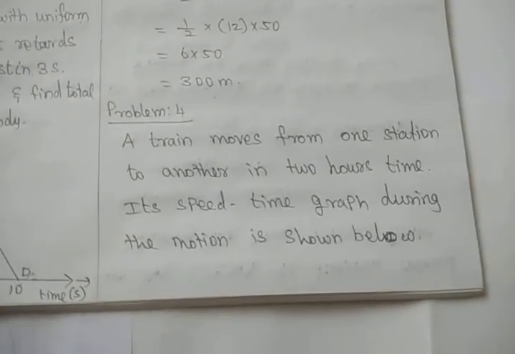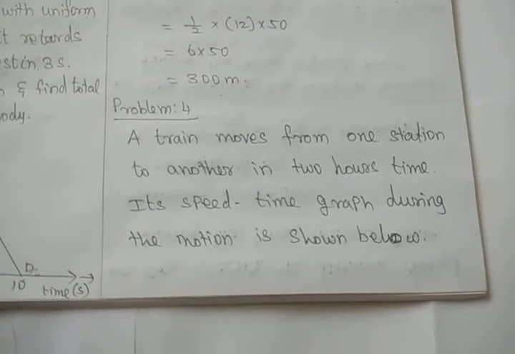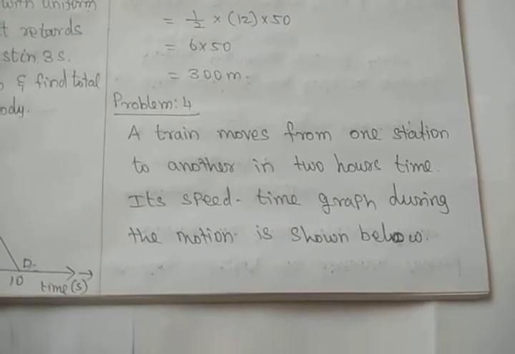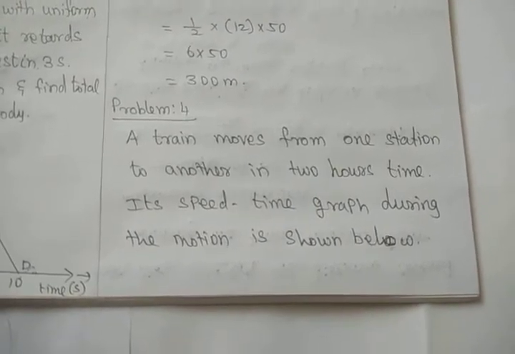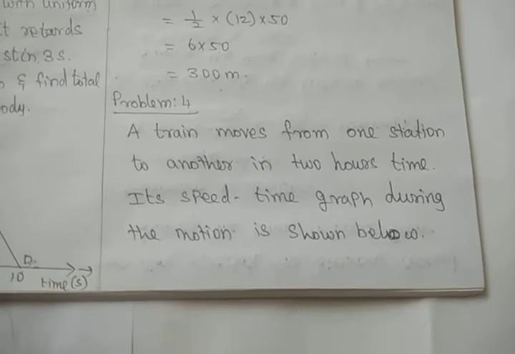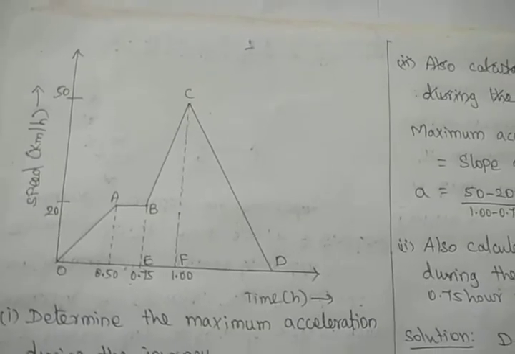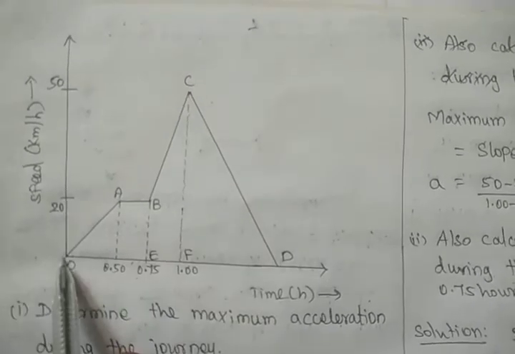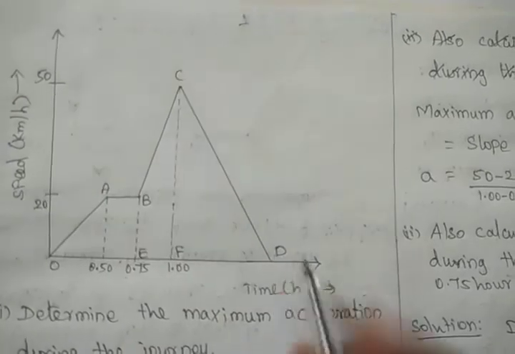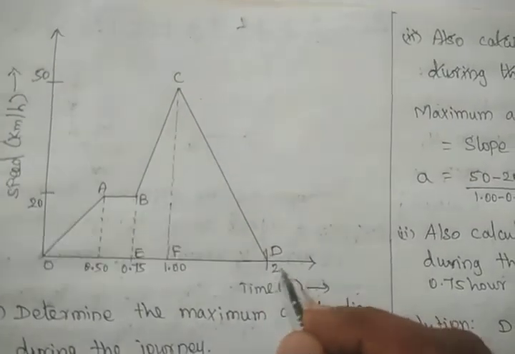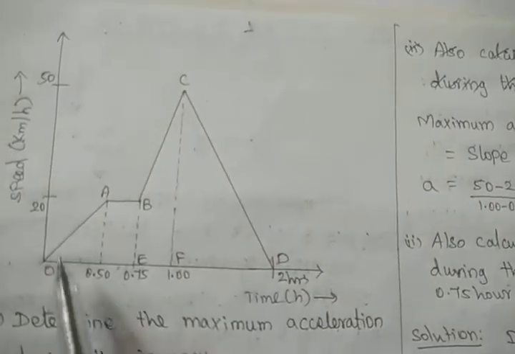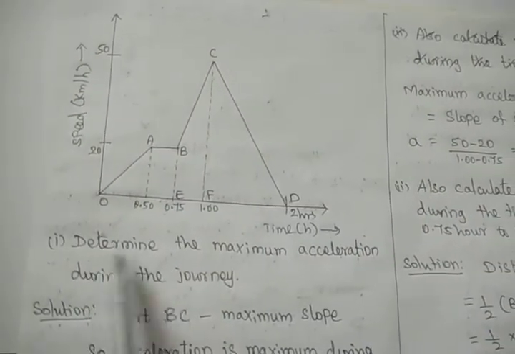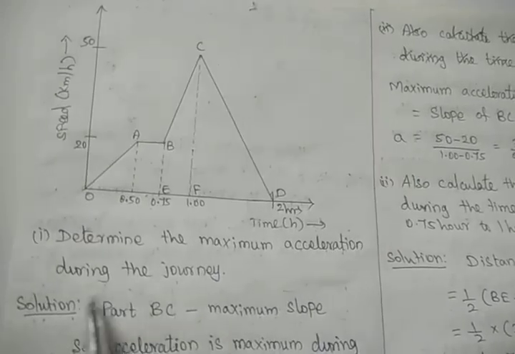A train moves from one station to another in 2 hours. So its speed time graph is shown below. This is a speed time graph. So from one station to another station, it takes the time 2 hours. So that is what the graph represents. So what is the question? Determine the maximum acceleration during the journey.